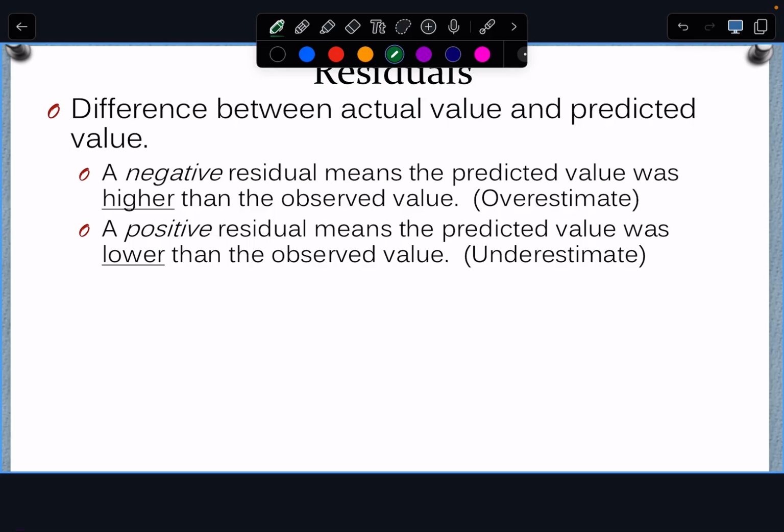And then on the flip side of that, if I get a positive residual, it means that the predicted value was lower than what we observed. And so in that instance, it underestimated the true value. So the sign of the residual immediately tells us whether we over or underestimated, so knowing which one represents which. And then the value itself tells us how much we overestimated or how much we underestimated in that scenario.